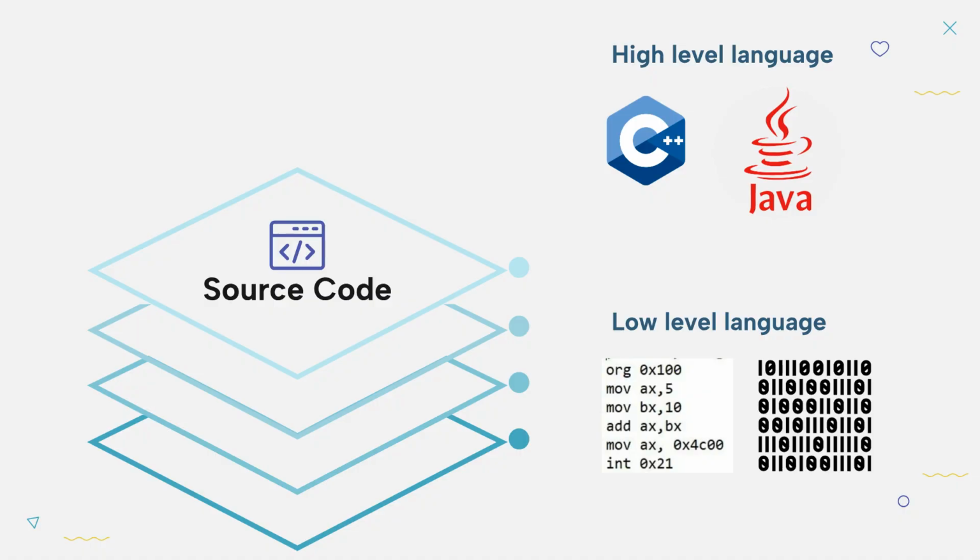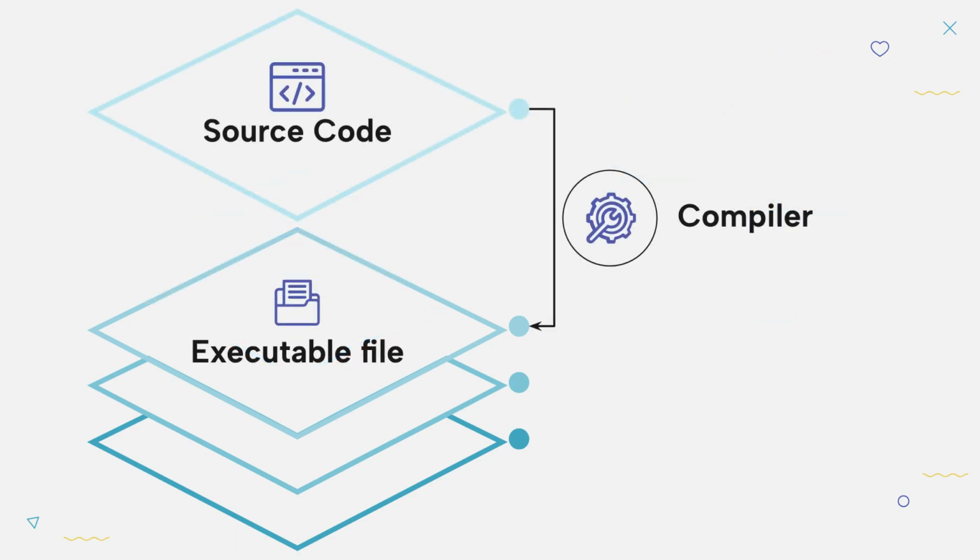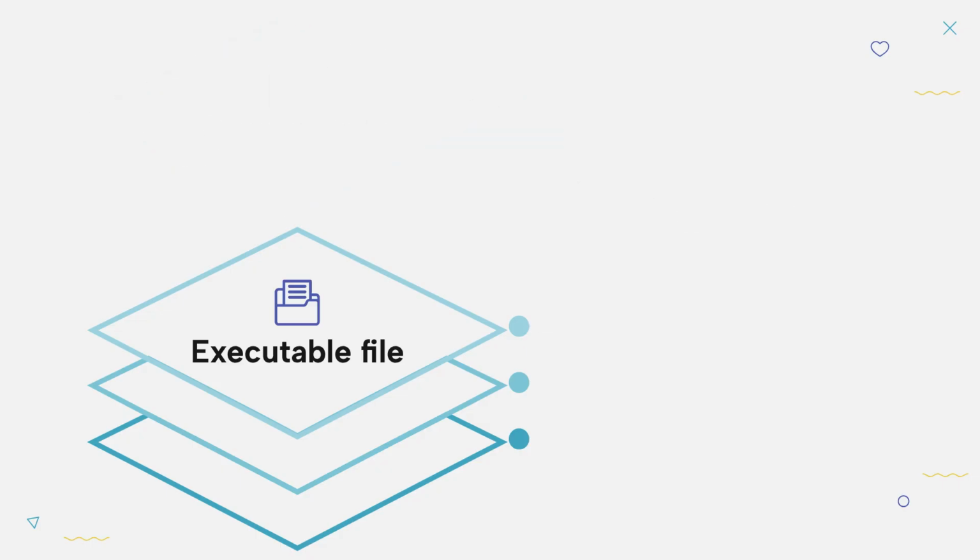So how does the computer run a program written in these high-level languages? To bridge this gap, the source code is converted into an executable file with the help of a compiler. An executable file contains instructions in a form that the computer can directly execute, also known as machine code.